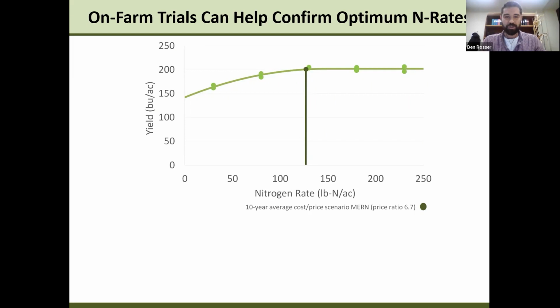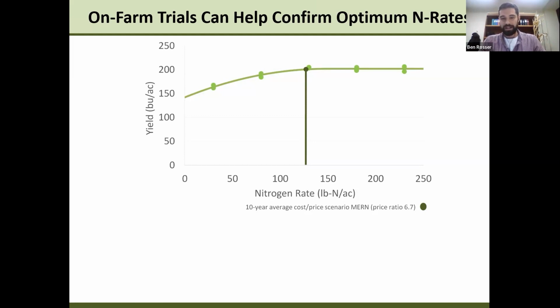So this is real data. This was real on-farm trials that we had done in the past. You can see with no nitrogen applied, yields were a little under 150 bushels an acre. The maximum yields when we maxed things out with nitrogen was about 200 bushels an acre. So that 55 bushels is what we were trying to gain with nitrogen fertilizer.